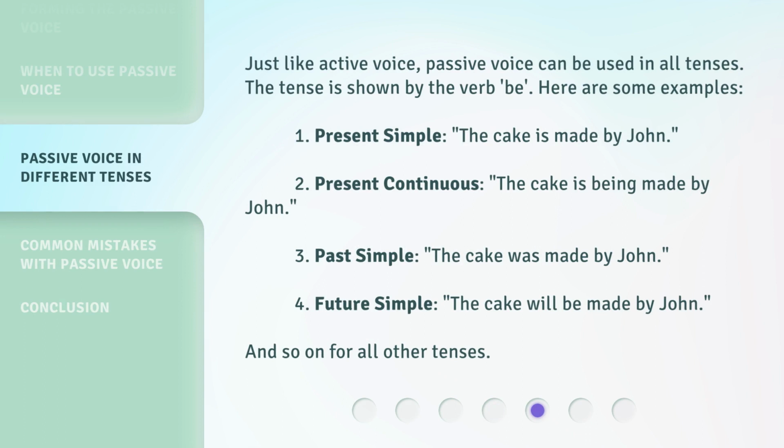Just like active voice, passive voice can be used in all tenses. The tense is shown by the verb be. Here are some examples. 1. Present simple. The cake is made by John. 2. Present continuous. The cake is being made by John. 3. Past simple. The cake was made by John. 4. Future simple. The cake will be made by John. And so on for all other tenses.